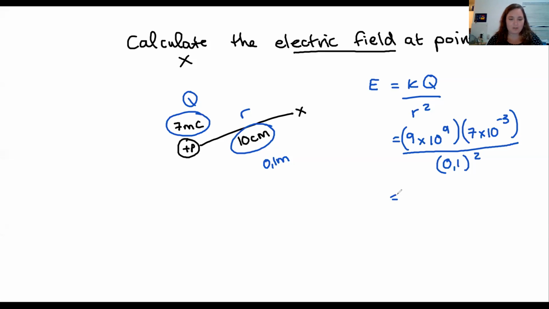I get an answer and it's very big. So let's count my zeros, 3, 6, so it's going to be 6.3 times 10 to the power of 9 newtons per coulomb. Electric field strengths tend to be very big values, so please don't panic if you end up with a very big value. It's not necessarily a sign that you've messed up or got something wrong. You just need to bring all of those pieces together.